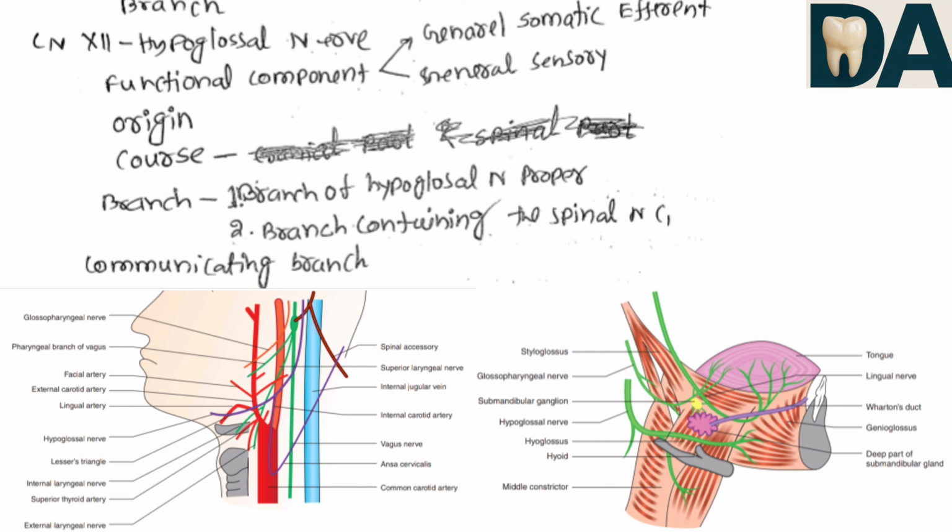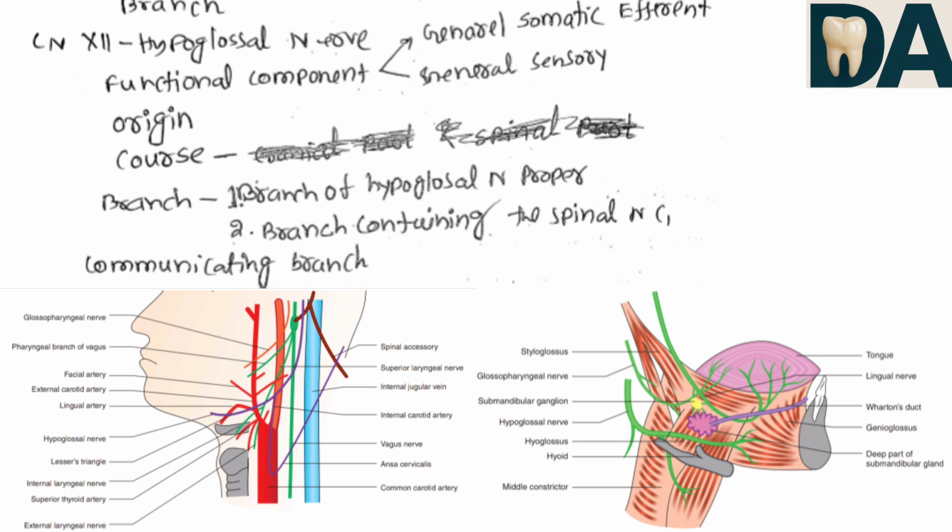It curves above the level of the greater cornu of the hyoid to travel anteriorly. Furthermore, it runs between the mylohyoid and the hyoglossus muscle to finally reach the floor of the mouth. Here the nerve remains inferior to the lingual nerve, submandibular duct and deep part of the submandibular gland. It terminates by sending branches to the intrinsic and extrinsic muscles of the tongue.